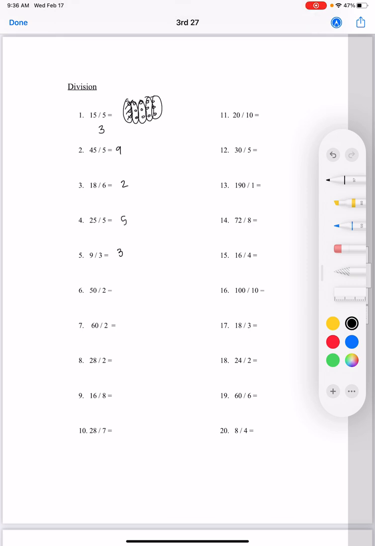50 divided by 2, okay, this one might work, so 2 divided into 50. Basically you do how many times does 2 go into 5, and we know that 2 goes into 5 2 times, so we write 2 up here. 2 times 2 is 4, 1, bring down the 0. How many times does 2 go into 10? 5 times, so your answer should be 25.